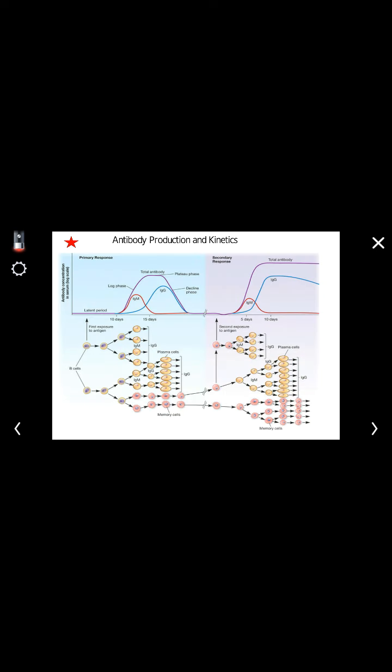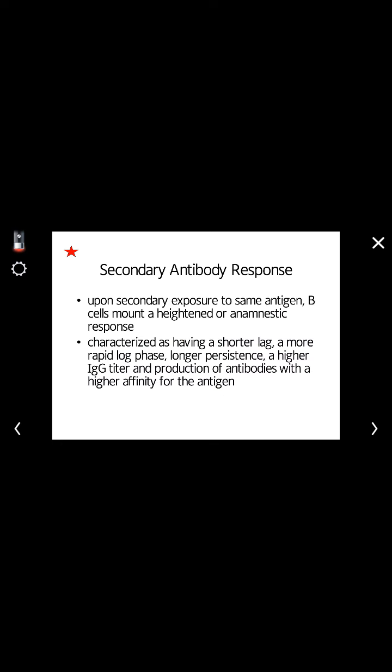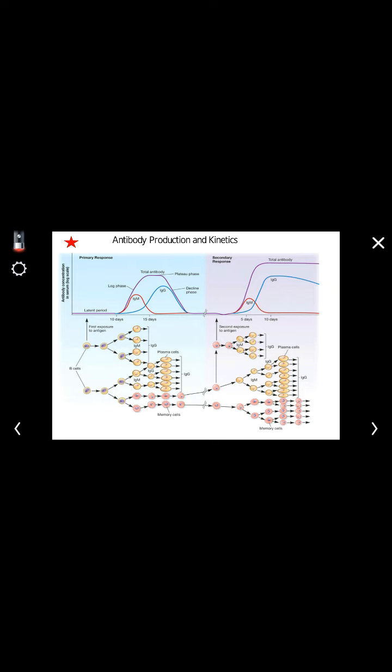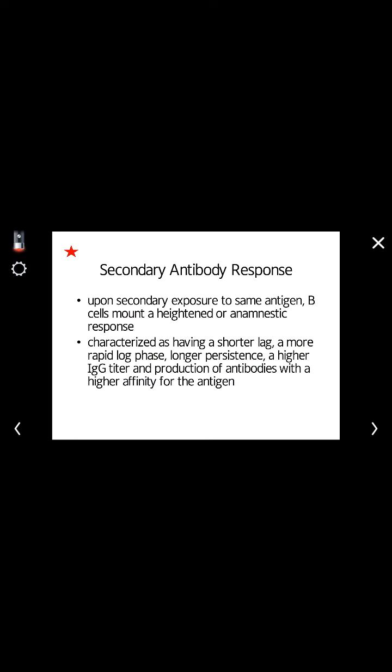Longer persistence. Notice how long they last. They don't really die off as quickly. The primary only lasted 10 days. This would be like 5, and then 20 days goes and it's still going strong. So there's longer persistence, and a higher IgG titer. It hits a higher point on the IgG, and production of antibodies with a higher affinity for the antigen.